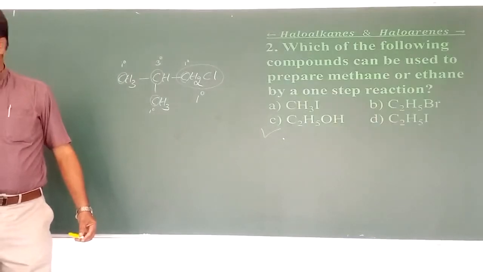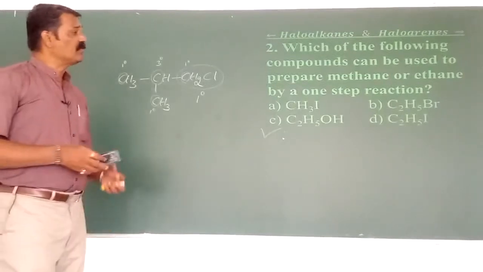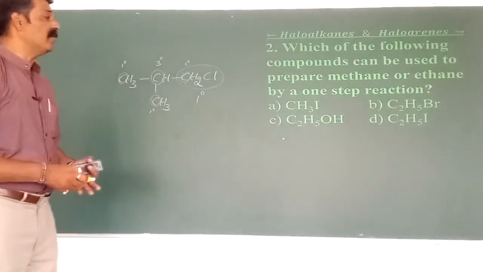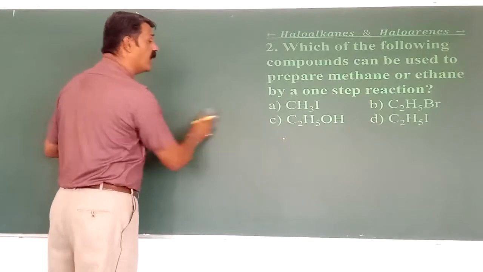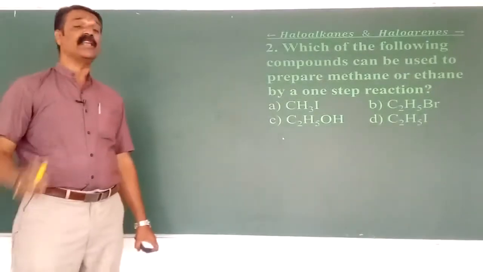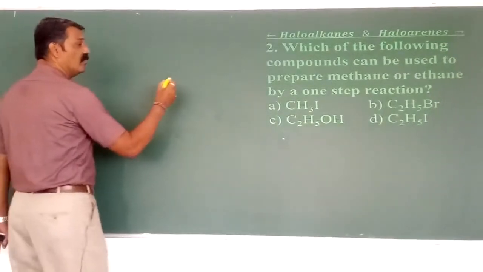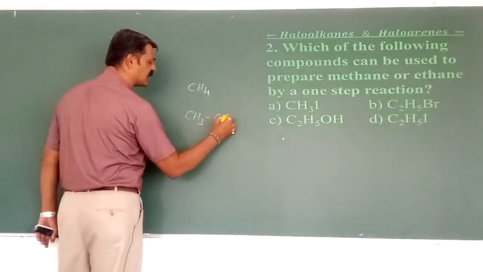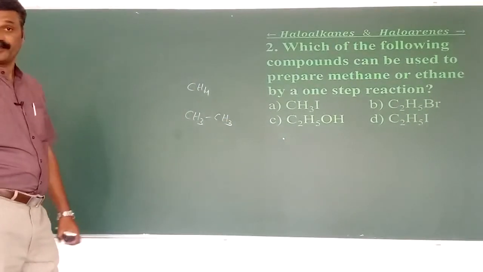Let's have the second here. Which of the following compounds can be used to prepare methane or ethane by a one-step reaction? Means we can get both methane and ethane in a single one. So here we have to get methane and we have to get ethane, CH3CH3 or C2H6. Among these, which can be obtained here?